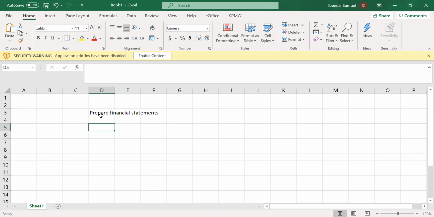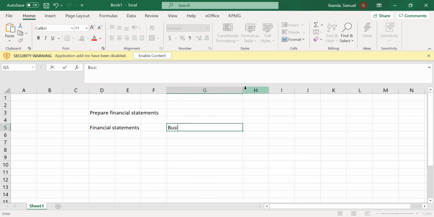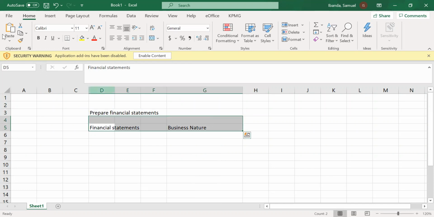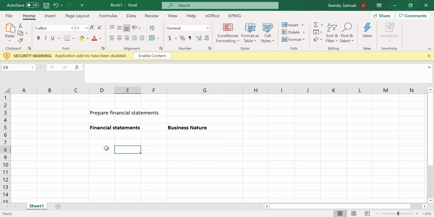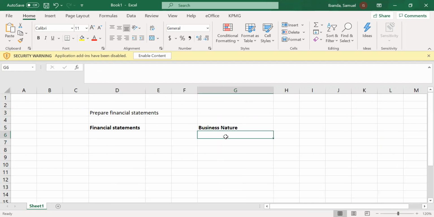But then for the preparation of financial statements, one, you need to know the financial statements themselves. But then you also need to understand the different business nature that we deal with. The reason why you need to appreciate the nature of the business is because different businesses have different ways of how they prepare their financial statements.